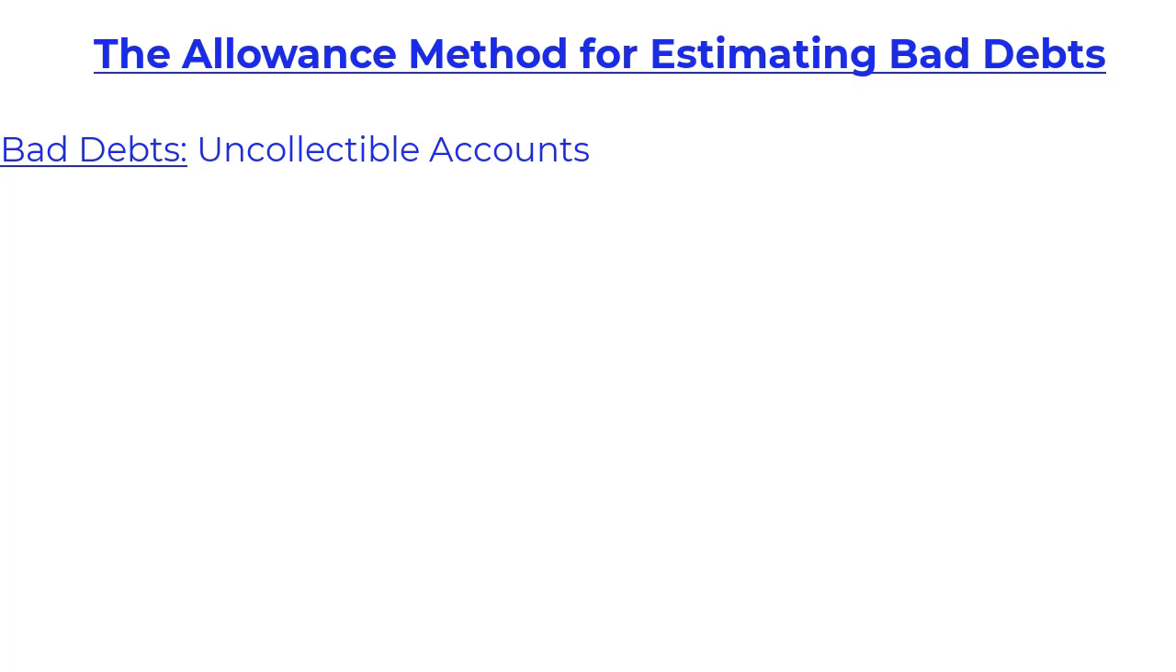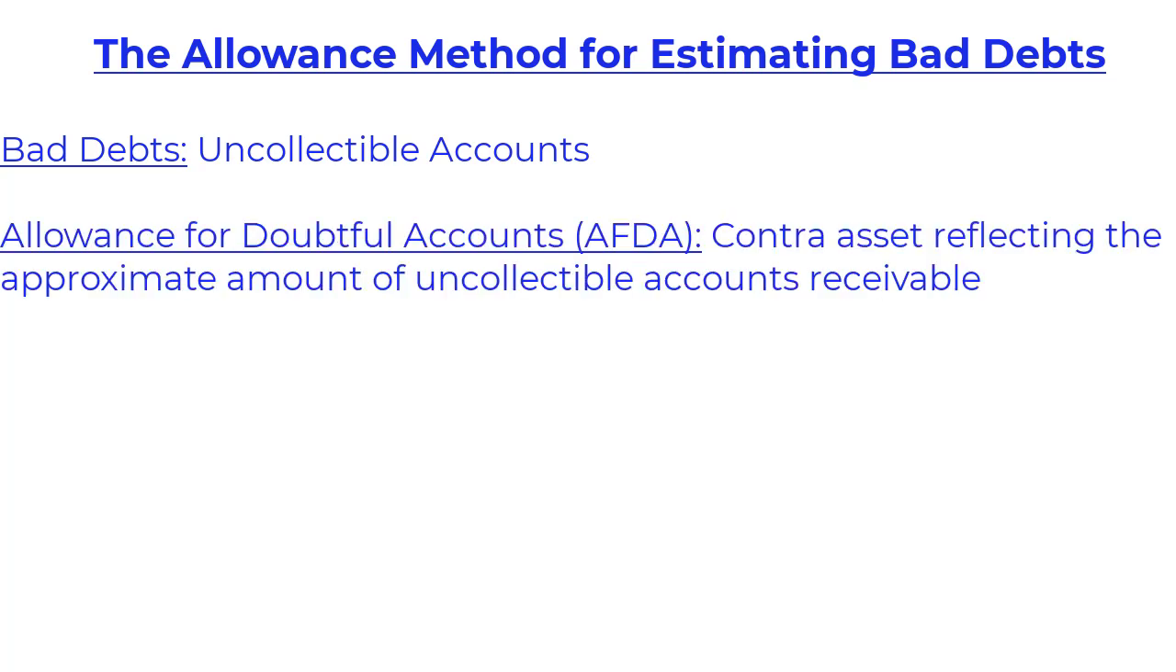Now, most companies are going to estimate their bad debts, and for this reason we need a new account which is called the allowance for doubtful accounts. The balance of the allowance for doubtful accounts represents the amount of accounts receivable that the company believes it will ultimately be unable to collect.